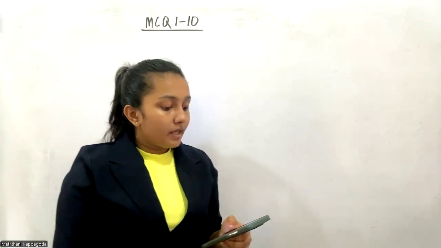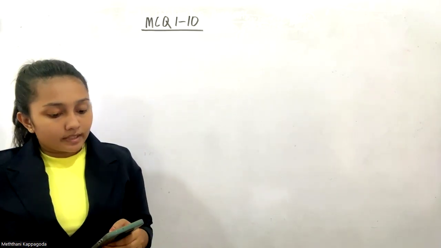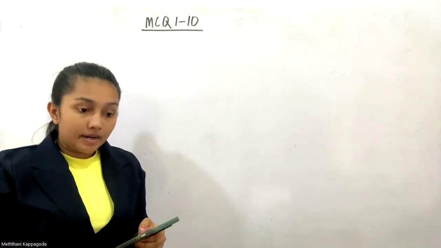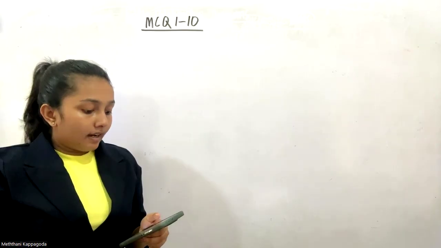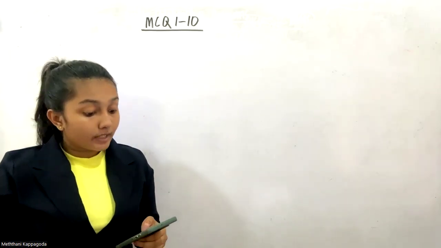Question number 8. Which of the following statements are correct about IP addresses and subnet mask? Okay. Number 1, 192.248.32.3 is a class B. Incorrect. It's a class C IP address.